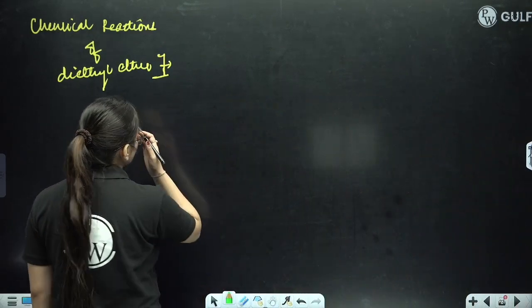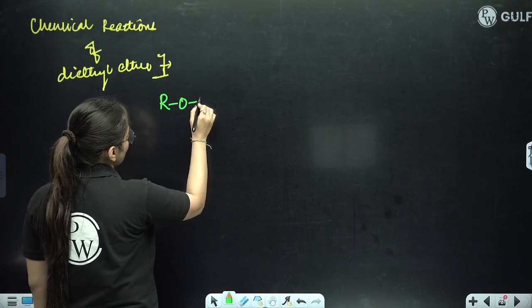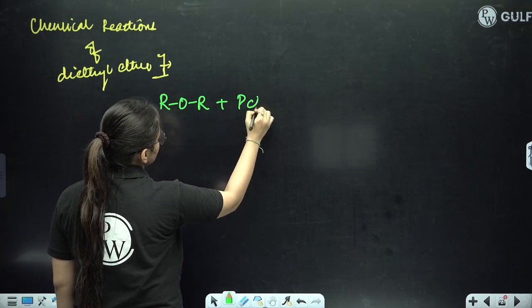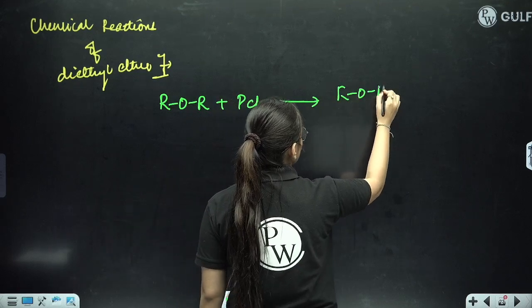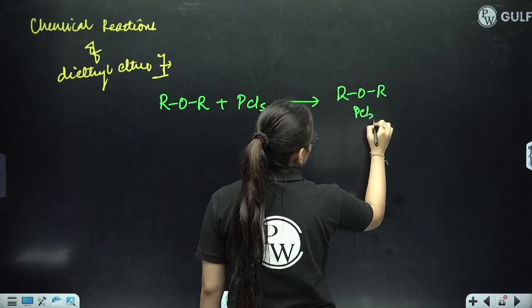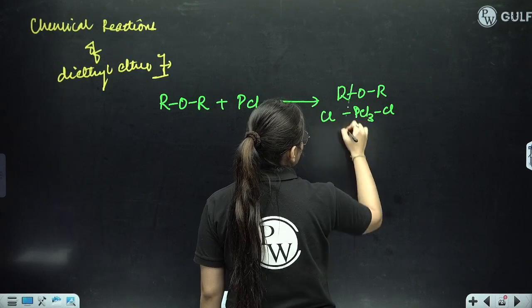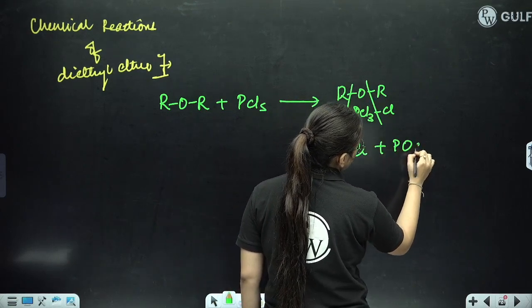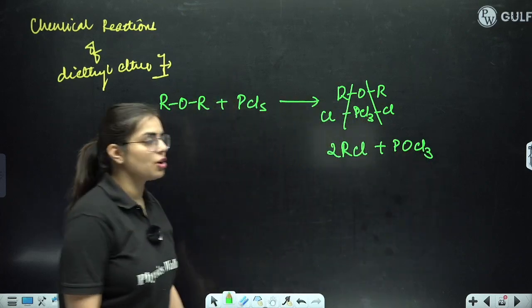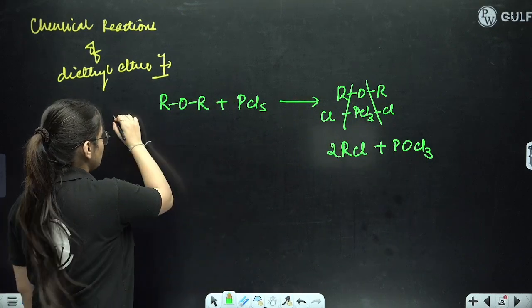Now students, comes the chemical reactions of ether. See, ether basically is ROR. If you are reacting it with PCl5, what exactly you are going to obtain? You can write it as ROR and then PCl5 as PCl3, Cl and Cl. See what you are obtaining. You are obtaining 2RCl and you are obtaining POCl3. So this is the first product obtained with the PCl5.